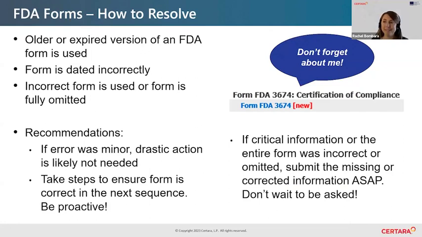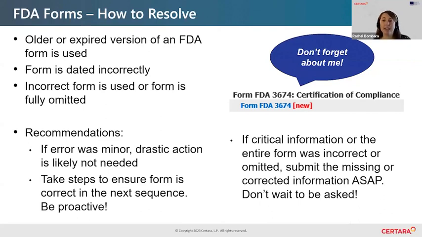But what happens if it got missed and there was an issue with the form? Well, if the error was minor, say a typo, drastic action probably isn't needed. Just take steps to ensure that the correct form and the most up-to-date is used moving forward. But if critical information was incorrect on the form, or if it was omitted entirely, I highly recommend that you move forward with preparing a follow-up sequence to submit that information so that you have a complete application. Don't wait to be asked. Don't wait for it to be requested.